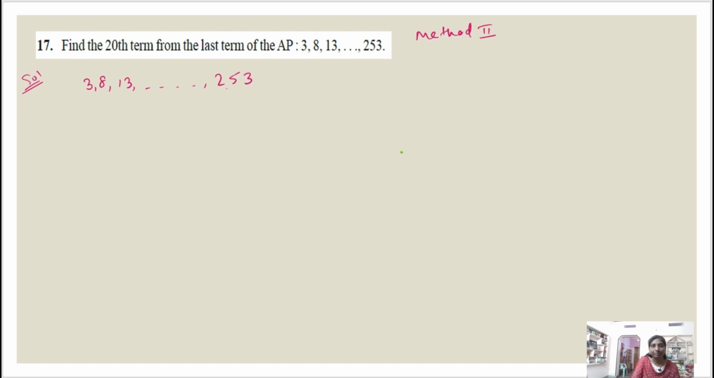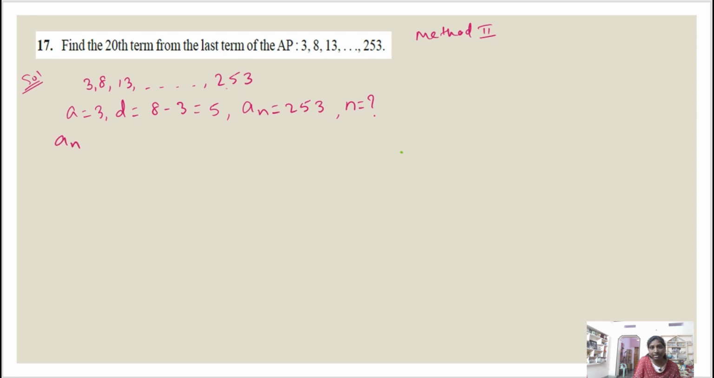So here in this AP, how many terms are there? In order to find that, we need to find n. Okay. So here first term is 3. Common difference D is equal to 8 minus 3, which is 5. And we need to find n. Let an be 253. Then we will find what is n here. How many terms are there in this AP?